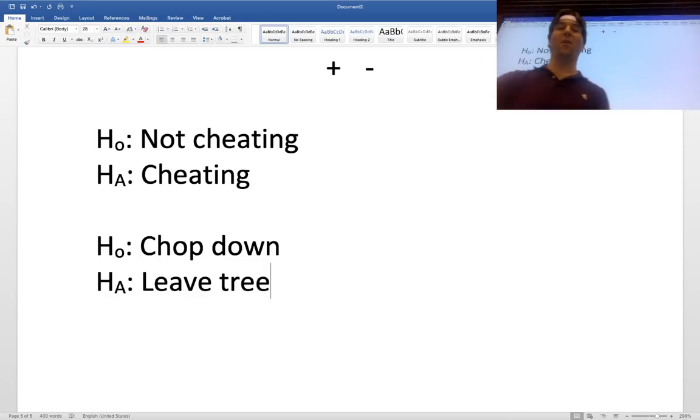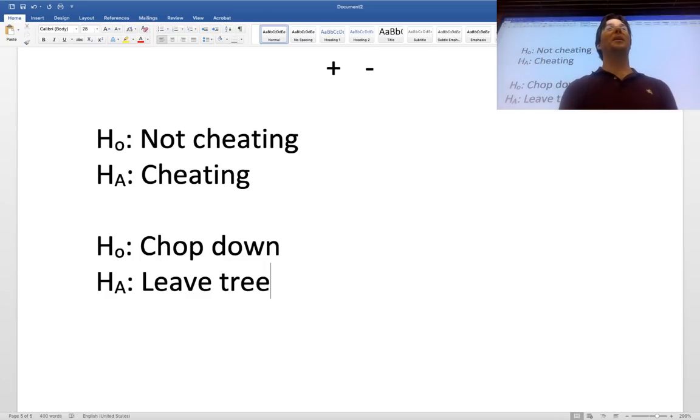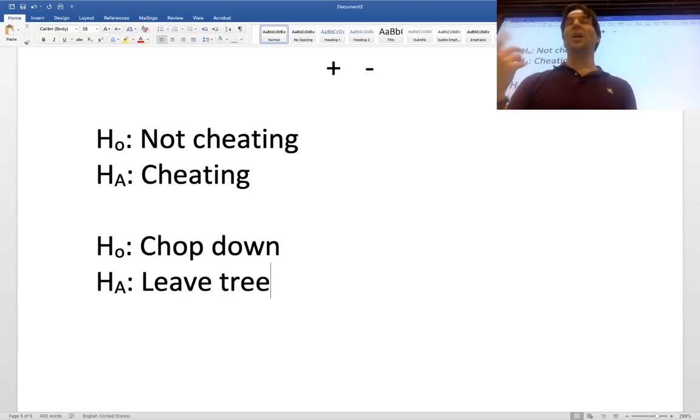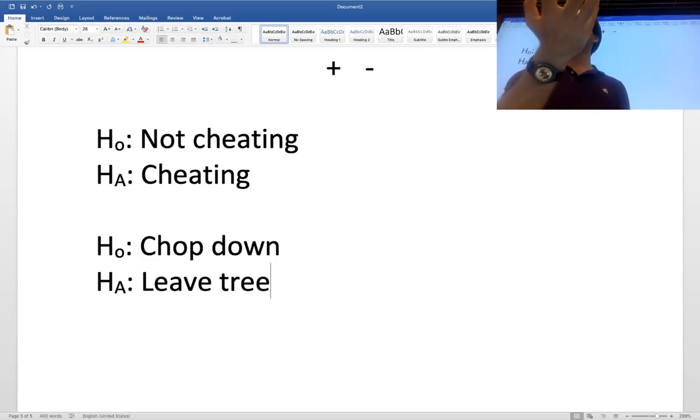There was no one even arguing in the class right now because you looked at that null and you said it is true that we should chop down that tree, right? But then what do we do to the null? We reject it, so we say we should leave it up. Does that make sense? So in a type 1, the null is true, but we reject it.